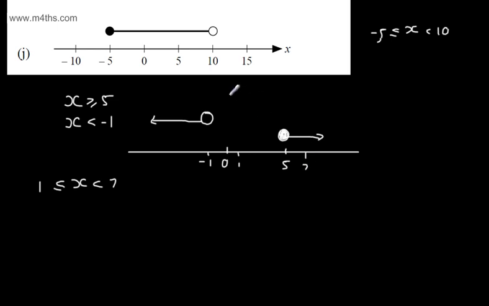And I'm going to have now the closed dot at 1. So closed dot at 1. I'm going to have the open dot at 7. And then we draw a line between the two. So that gives me the inequality here.